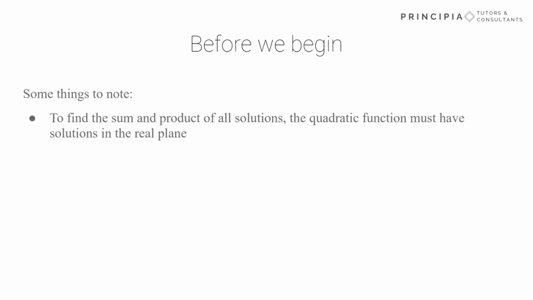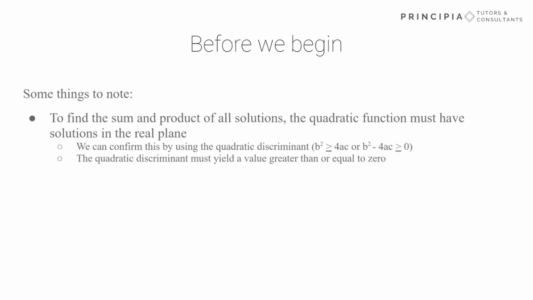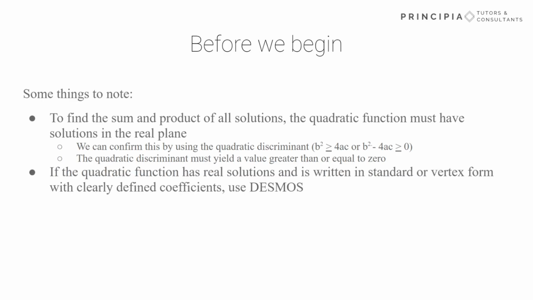So make note of the following before we jump too deeply into this. To find the sum and product of all solutions, the quadratic function must have solutions in the real plane. We can confirm this by using the quadratic discriminant, the formula b squared minus 4ac, which needs to be greater than or equal to 0. So if it yields a value greater than or equal to 0, we're cooking with gas. We can then apply these formulas.